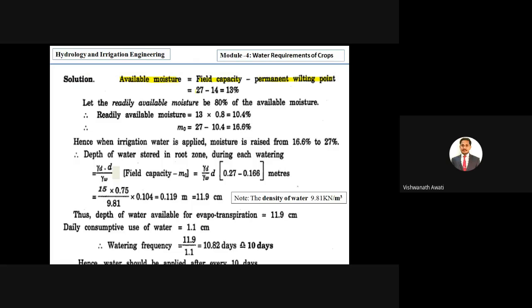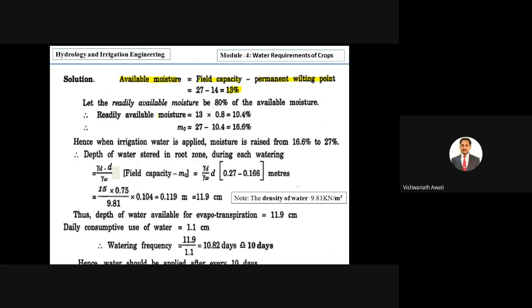So the field capacity is already given as 27% and the permanent wilting point is given as 14%. Then we get 13% as the available moisture, correct? But let the readily available moisture be 80% of the available moisture. So the available moisture is 13%, and out of this 13% only 80% is readily available, right?